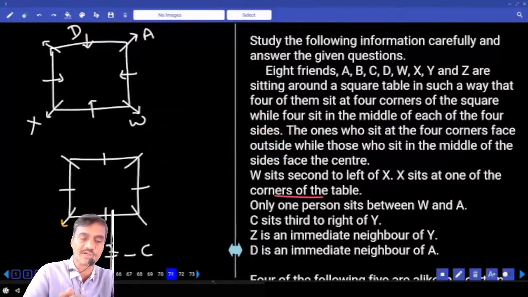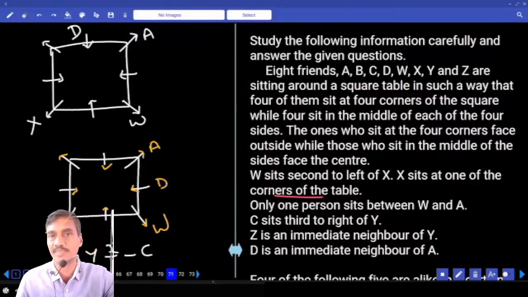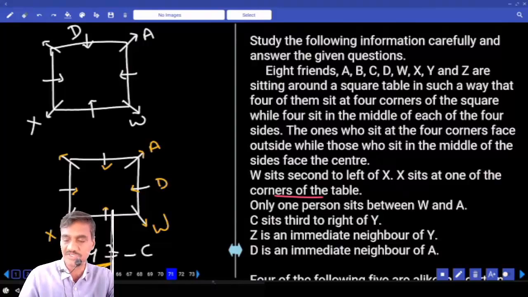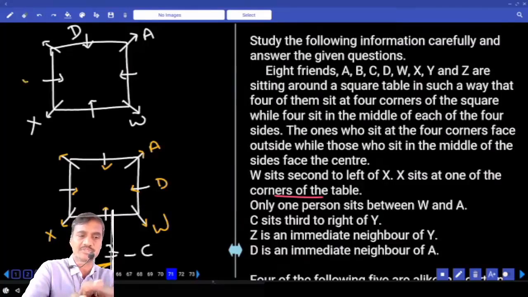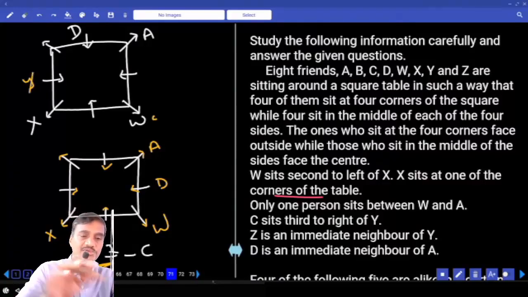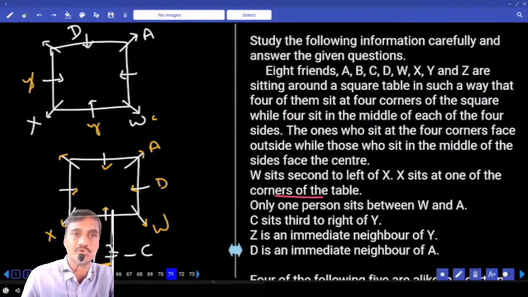Now the persons at the corners face away from the center, and the persons at the centers face towards the center. Now this is X, W, A, and D is an immediate neighbor. As D is an immediate neighbor here, we need Y and Z adjacent to each other. Can you take Y at this place? No. Now if you take Y at this place, C sits immediate right of Y, then W and C must be in the same place, not possible. Which implies that Y cannot be here. Then, can you have Y at this place?